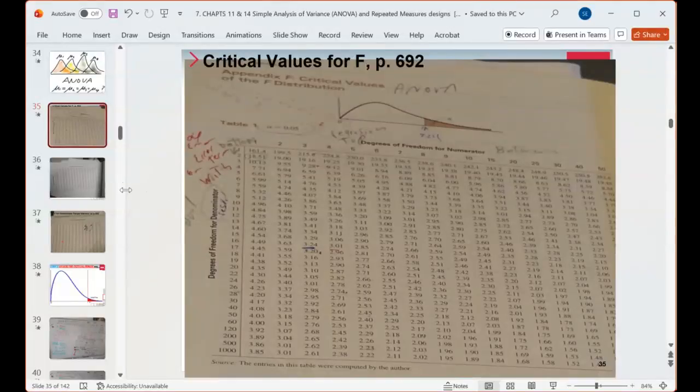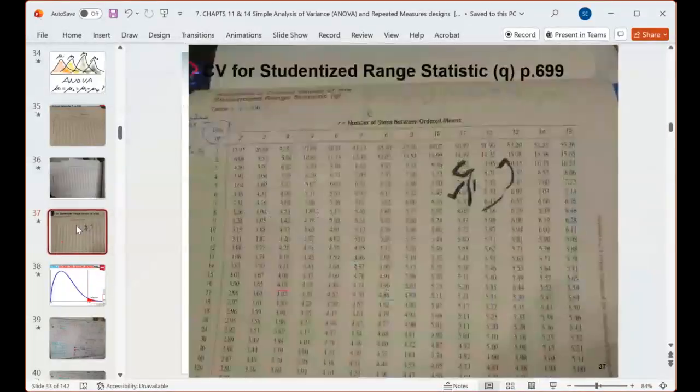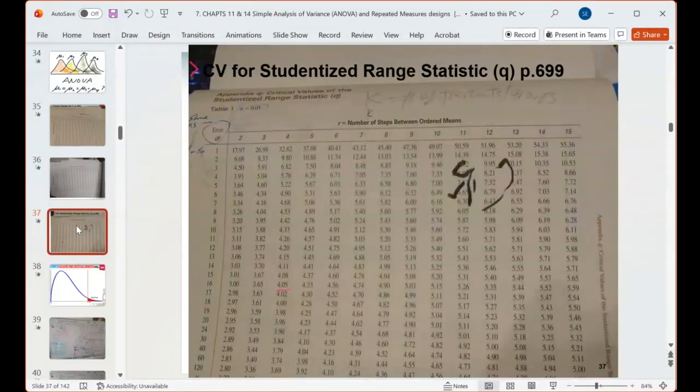So let's go and calculate our df between and within, and find out what our critical value is. The next one asks for alpha of 0.01, as you can see, but this one specifically says 0.05. And then the next one, on page 699, is for the critical value for the studentized range statistic. And we get to this too.